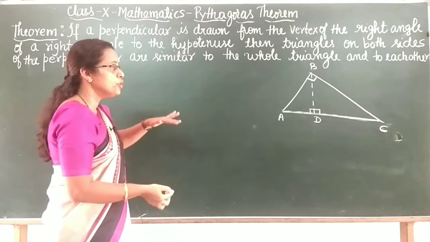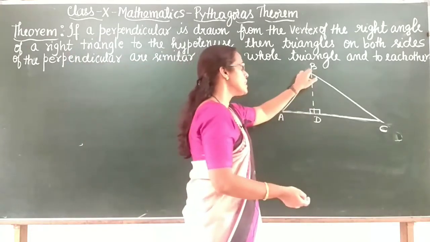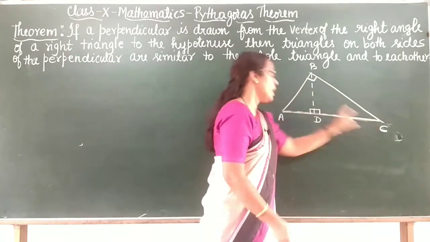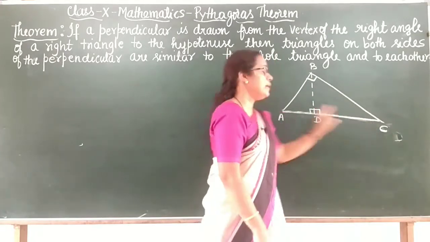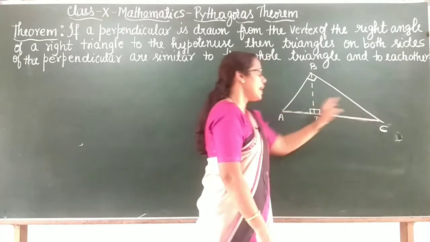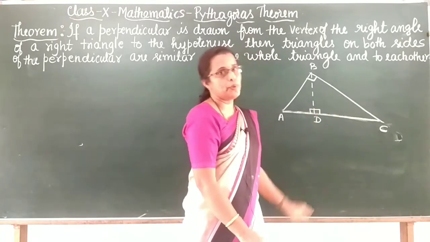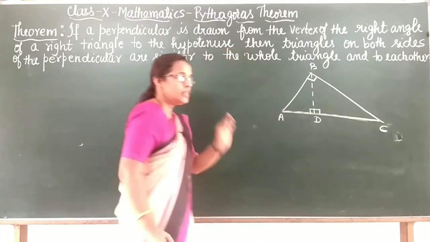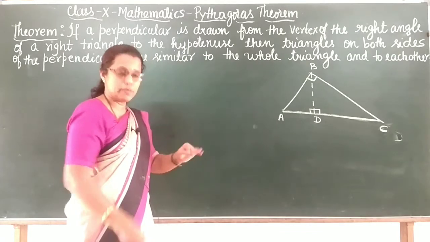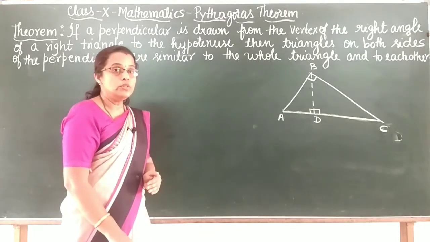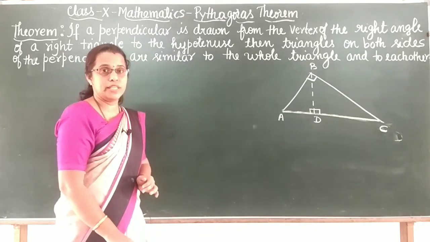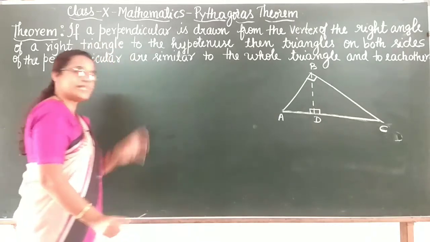So what you have to prove: ADB similar to ABC, BDC similar to ABC. Then these two triangles are also similar to each other. Okay, a very small theorem, but very important to prove the Pythagoras theorem. Is it okay? It's the base for that. So let us learn now.